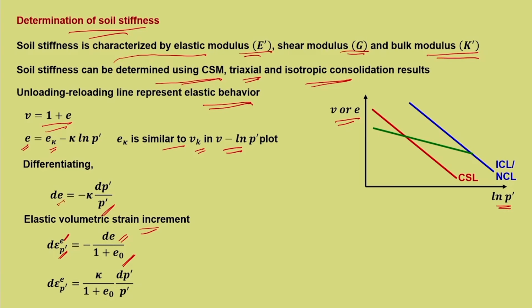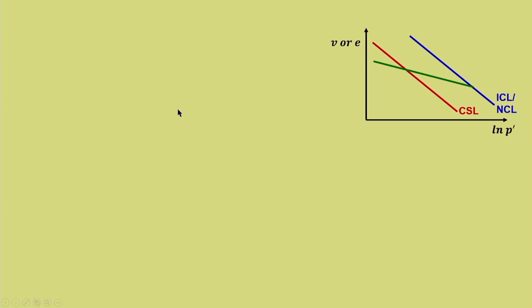So we know what de is from this expression. If you substitute this, you get d epsilon p dash e is equal to kappa by 1 plus e naught times dp dash by p dash. So this is what we get. But we also know d epsilon p dash e is equal to dp dash upon K dash, that is stress by strain. Here it is volumetric stress upon strain, so it is the bulk modulus K dash.